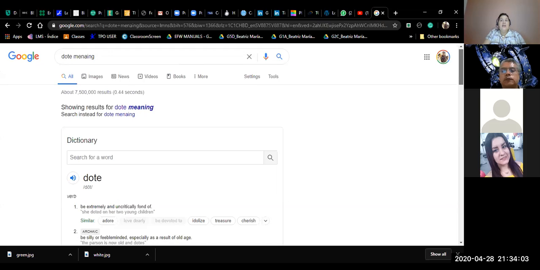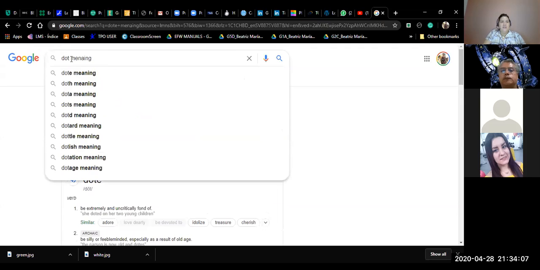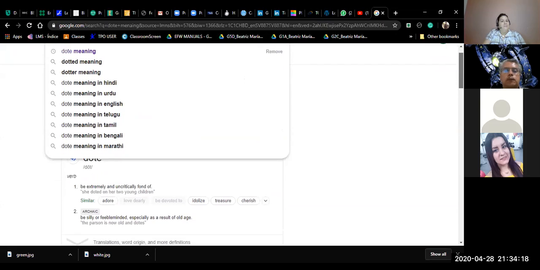So what is it? It's like a point, but actually what you're telling is this one. Dot is like this. The pronunciation is the same, but it's dot without an E and dote with an E. So it is to be silly, okay? Or it is to be extremely and uncritically fond of.